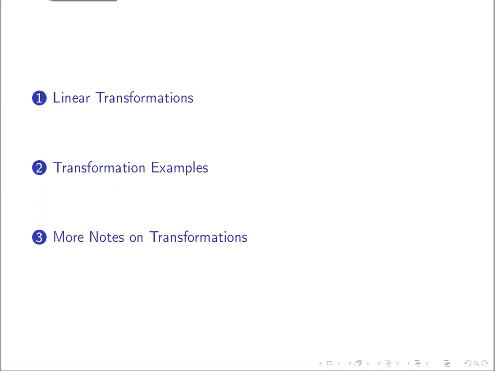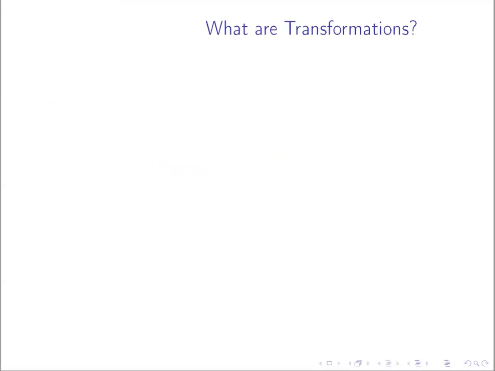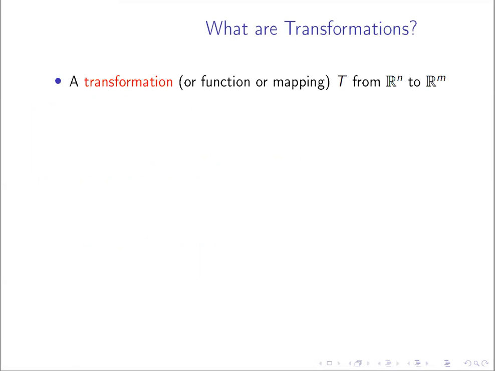We're going to do some examples. Then we're going to talk some more about transformations in general. So let's start off with what are transformations? Well, a transformation is a function or mapping that goes from one Rn, so it takes a vector with n components, and takes it to being a vector with m components.